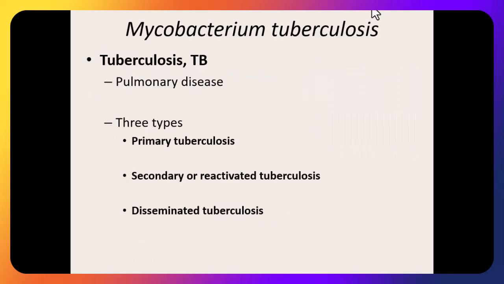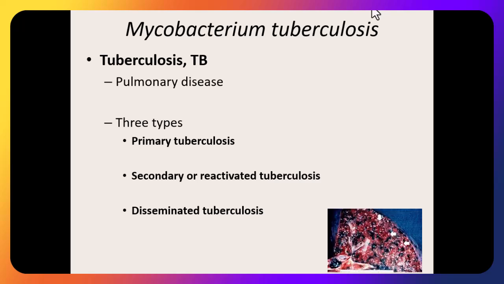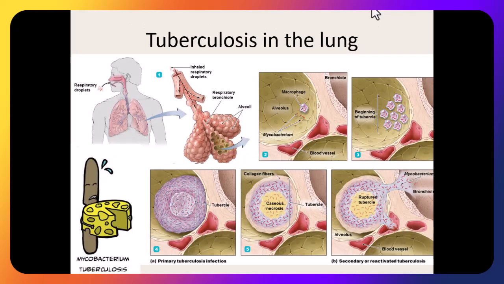The number one Mycobacterium disease that you will probably encounter in your careers is Mycobacterium tuberculosis, which causes tuberculosis, more commonly known as TB. It is a pulmonary disease, so it gets into the respiratory tract. It starts to destroy the lungs. And depending on how much destruction takes place, there are 3 types: primary tuberculosis, secondary or reactivated, and disseminated tuberculosis.